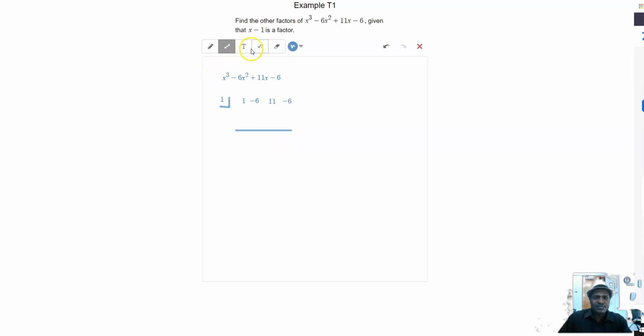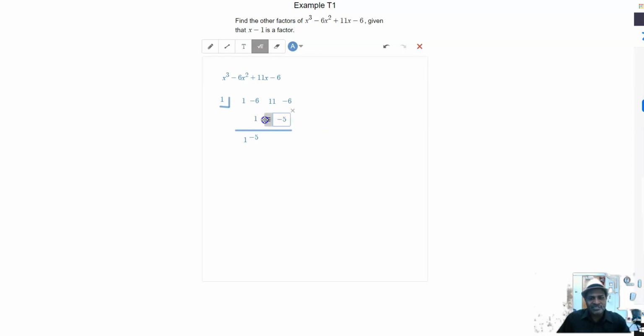Okay. You know the steps. All right. Bring down a 1. Okay. Multiply times the divisor. 1 times 1 is 1. Put that underneath the -6. Add. -6 plus 1 is -5. 1 times -5 is also -5.